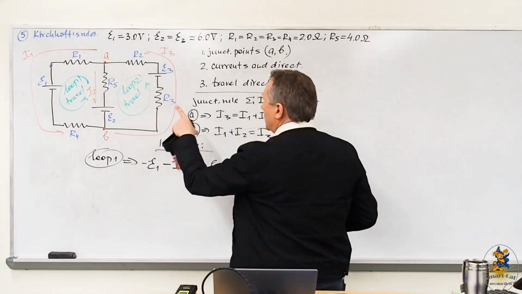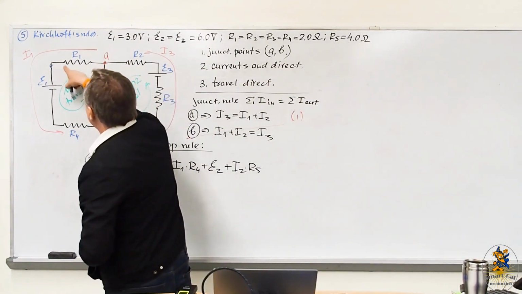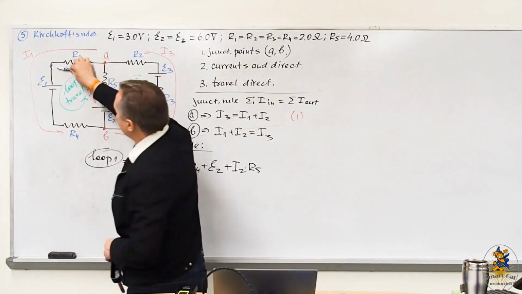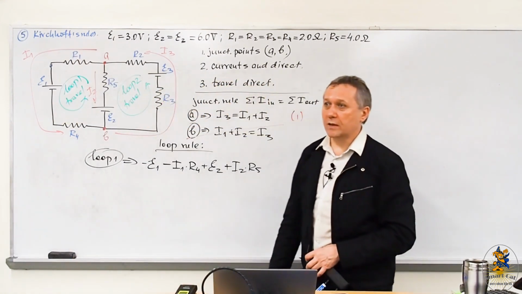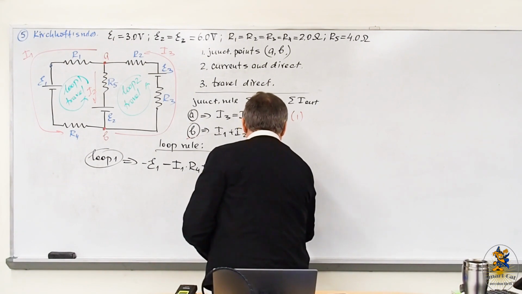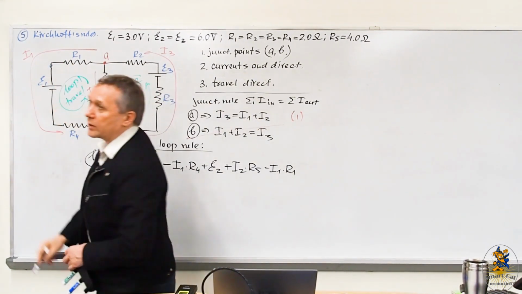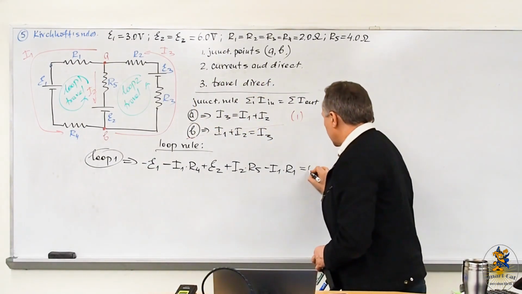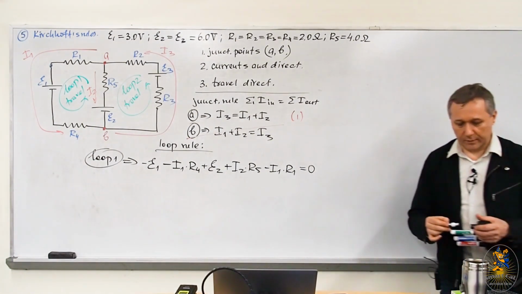So plus I2 R5. And after that, we need to cross this resistor. Now we're back to current I1 and travel direction that way. Current direction also that way. Directions are the same. Contribution is negative. So minus I1 R1. And so we're back to the starting point. So now we need to complete the equation. It is equal to 0. Don't forget to write equals 0.